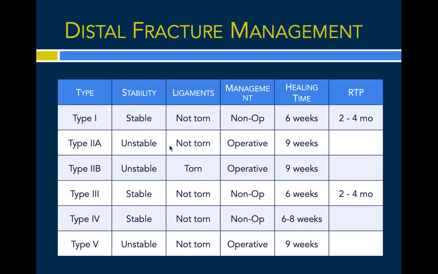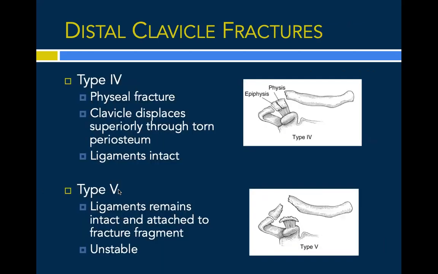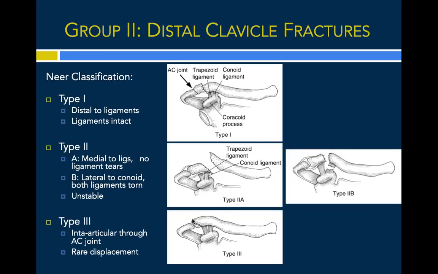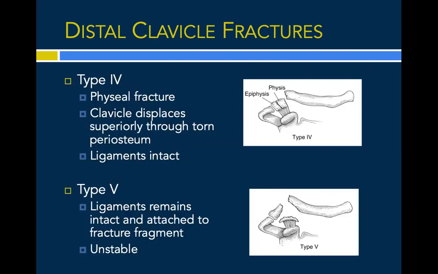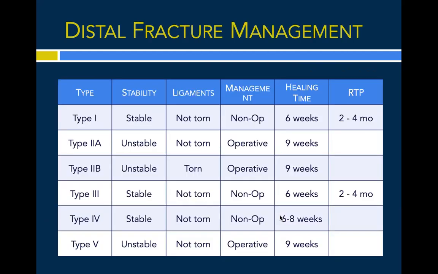The type 2s are unstable because there is nothing that is maintaining the position of the distal clavicle. So these need to be managed operatively. The type 3s, going back to give you a visual, are stable, small intra-articular fracture. So you can manage it non-operatively. The type 4s are stable, albeit ugly, but can be reduced. The type 5s are unstable and need to be fixed. So again, you can memorize the table, or you can just think through this logically, which is stable, unstable.